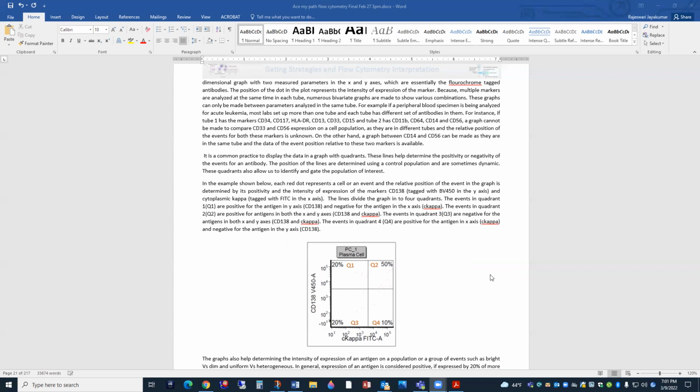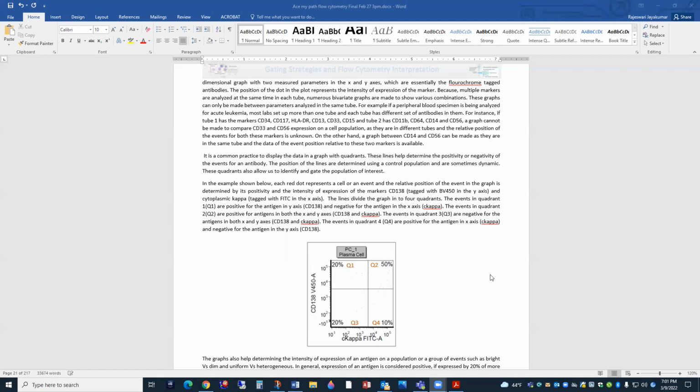So let's say in one tube you have your myeloid markers, and in another tube you have your monocytic markers like 11B, 64, 14, and 56. Like that, we have 4 or 5 or whatever number of tubes that your lab wants to set up, or whatever the protocol is. They set it up, and then after they run the sample in the instrument, we get the data.